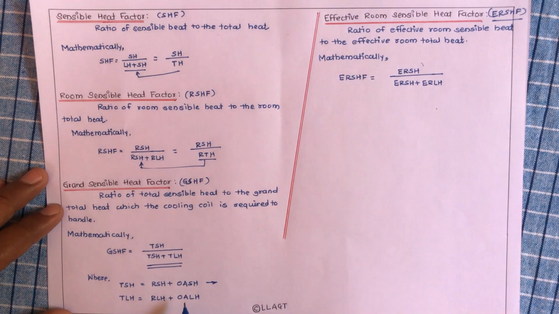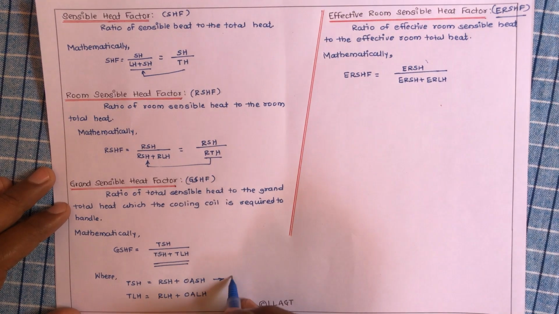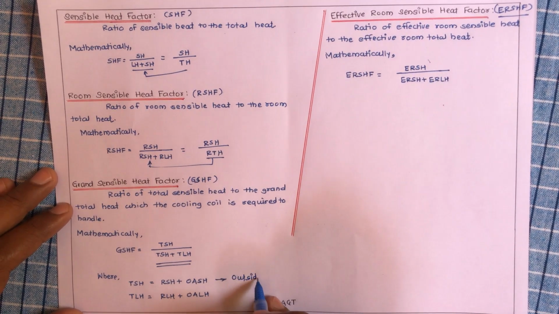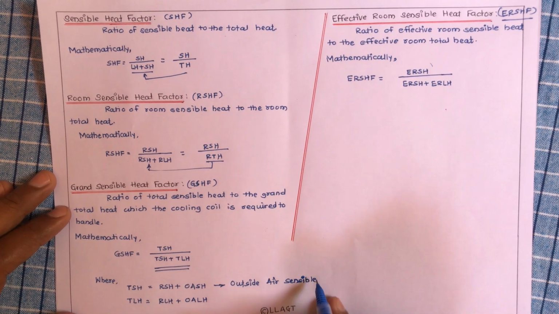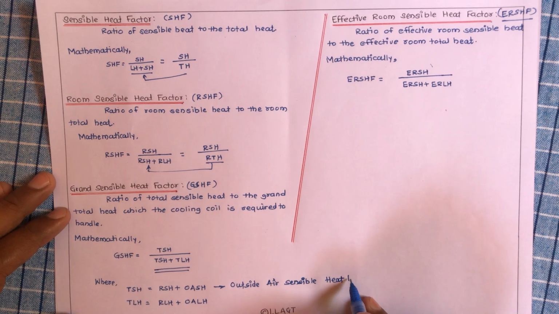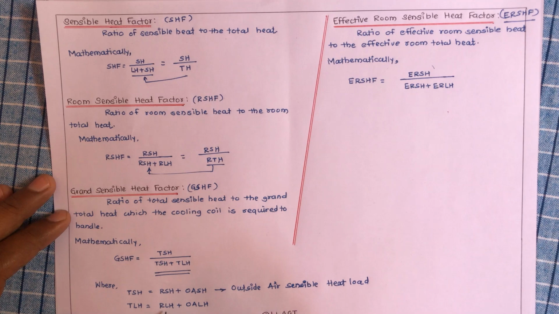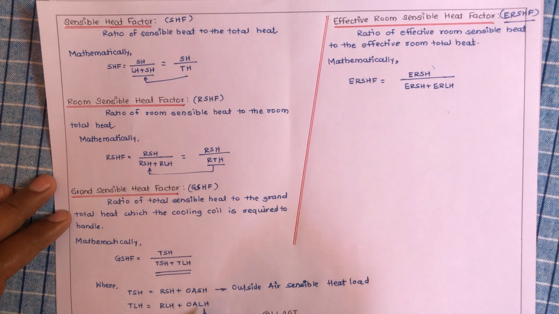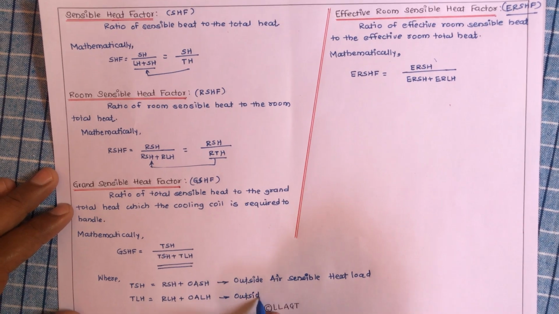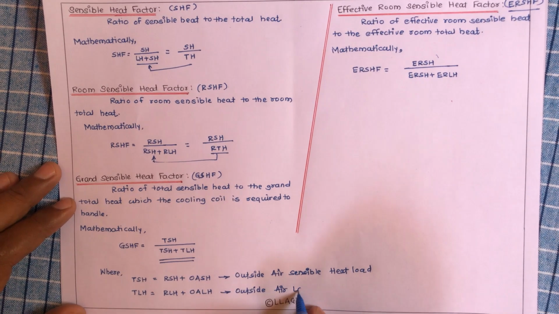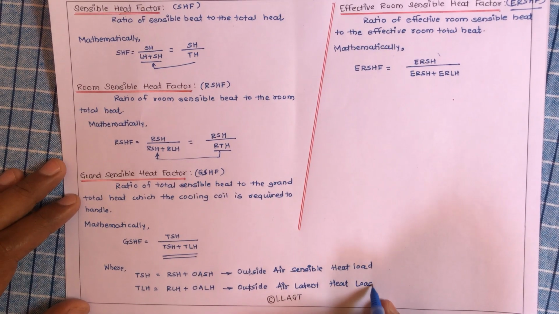Now what is that OASH? OASH is nothing but outside air sensible heat load, and total latent heat is equal to room latent heat plus OALH. Now what is that OALH? That is outside air latent heat load.